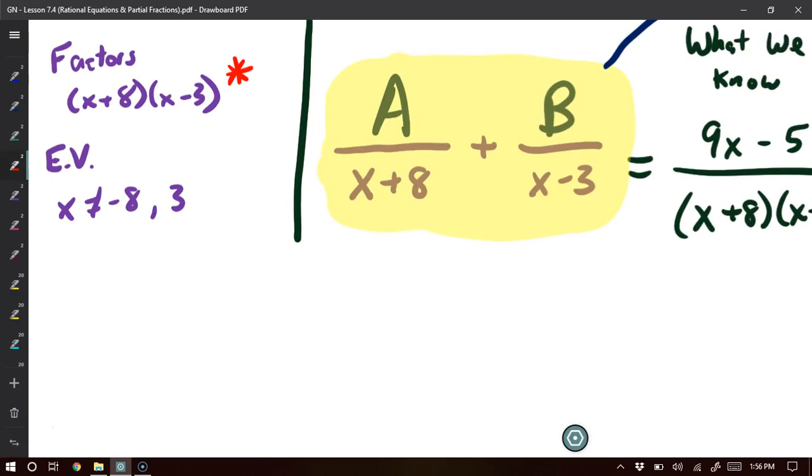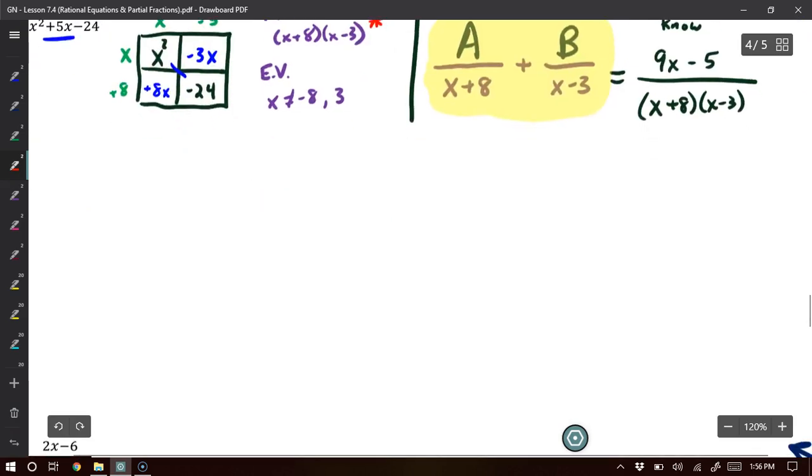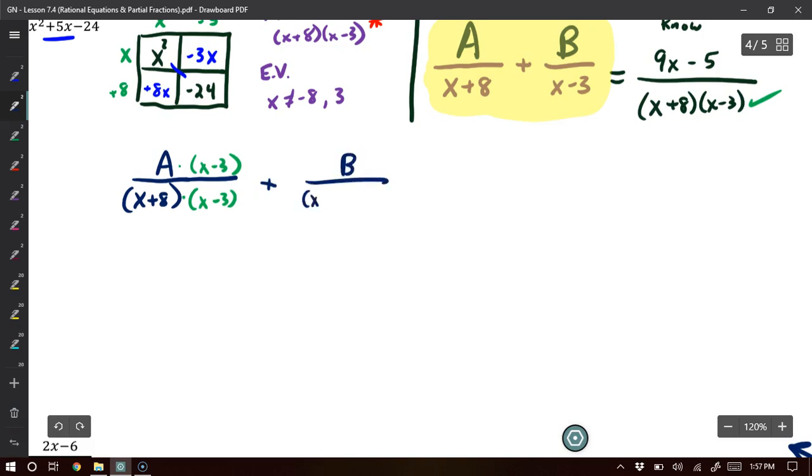So if I look at this first fraction, and I'm going to show all the steps at first, and then I'm going to limit it to make it a little bit easier, the first fraction, A over x plus 8, and I'll put that in parentheses, it's missing this x minus 3. And so I'm going to multiply the top and bottom by x minus 3. Now it has that denominator and I'm good. So let's look at the next one. Plus B over x minus 3.